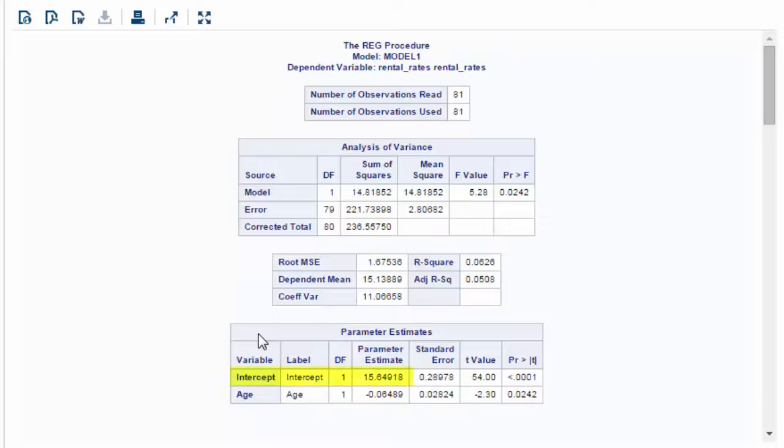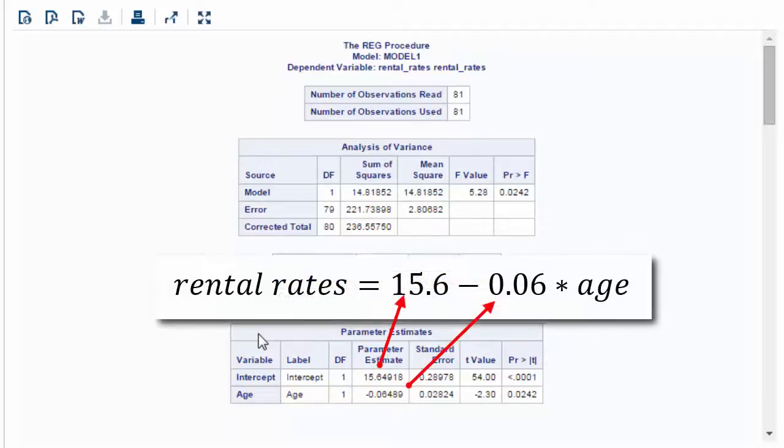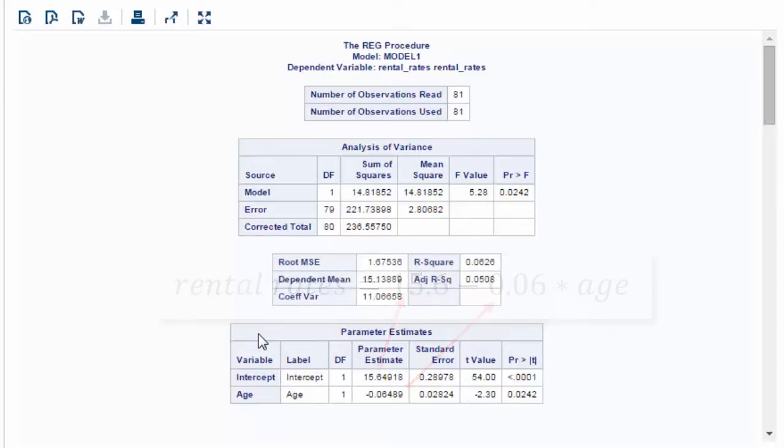Here, we have an intercept of 15.6, and there is a minus 0.6 as a coefficient for the age. So our estimated regression function will be rental rates equals 15.6 minus 0.6 times age. This is the most important step in our analysis. It's not rocket science. Basically, we are just copying numbers from the software output to the equation.